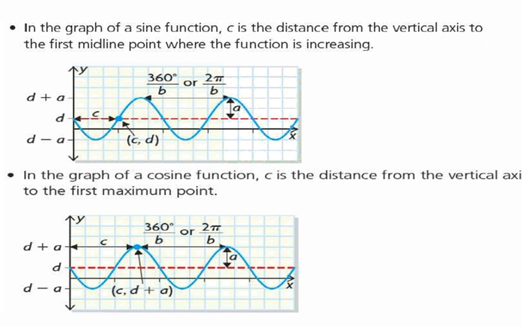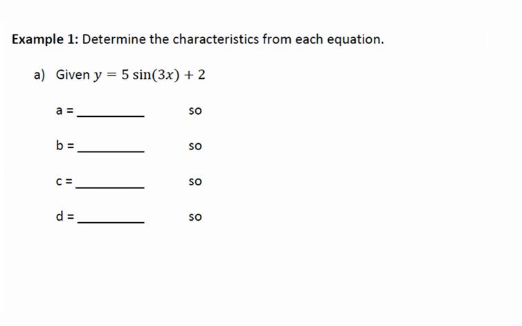Here's a review of the graph. So we're just going to keep going. Let's review what you've learned. Let's fill in our values. A is 5, B is 3, C is 0, D is 2. Remember, we're comparing it to A sine B(x minus C) plus D. So C is 0. Okay, so what does A equals 5 mean?